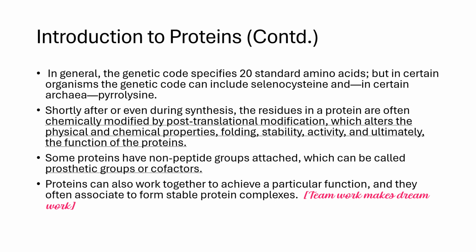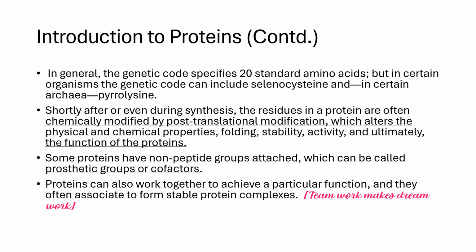In general, the genetic code specifies 20 standard amino acids. I have another lecture on amino acids, and you're more than welcome to go and check that out. But in certain organisms, the genetic code can include selenocysteine. In certain archaea, pyrrolysine. Archaea are organisms that survive in very difficult situations, let's say hot springs, environments that cannot be survived by normal living organisms, right? So archaea may contain one more amino acid, pyrrolysine.